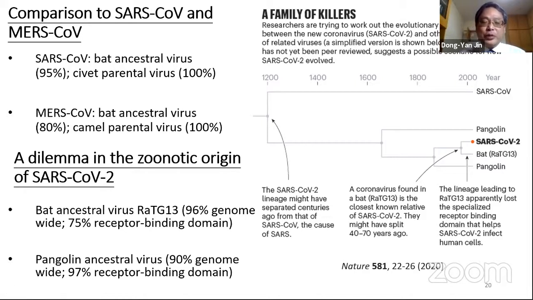There could be many hypotheses, as I explain in the next slide, to explain the relationship between the human, bat, and pangolin viruses. But bioinformatic and molecular clock analysis predicts that the divergence of the human virus from the bat RaTG13 takes almost 50 years. And the divergence of SARS-CoV-2 from SARS-CoV is even longer, maybe centuries ago.